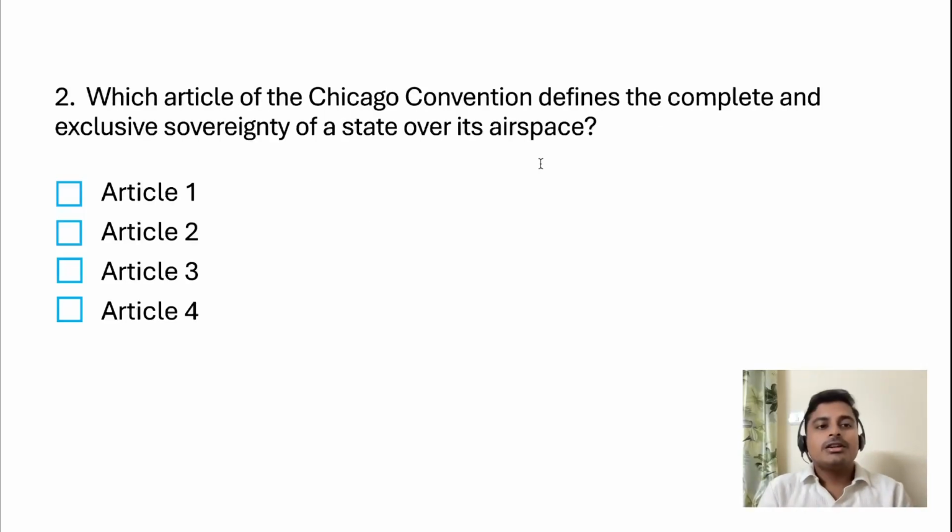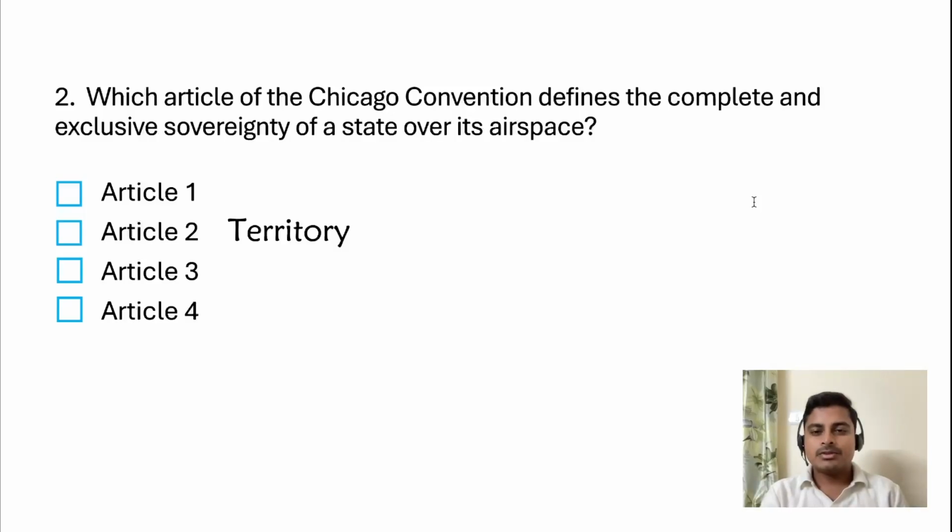Next, which article of the Chicago Convention defines the complete and exclusive sovereignty of a state over its airspace? As we know, state here represents a country, right? So which article defines complete and exclusive sovereignty? Article 2 is the one which defines a territory. What is termed as a territory is mentioned in Article 2. So the land territory plus the waters up to 12 nautical miles is termed as the territory of a state, right?